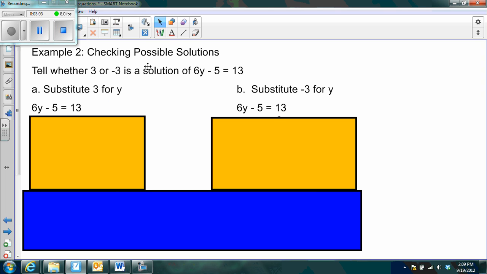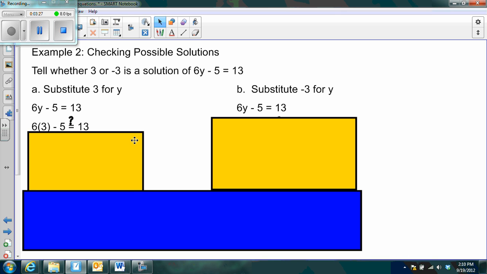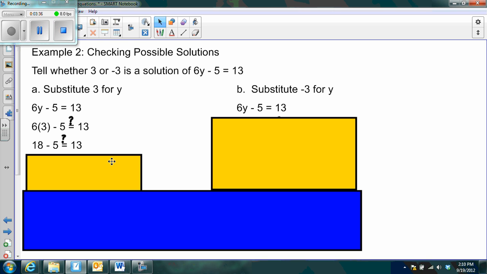The second type of example is how do we check possible solutions? So in this case, they want you to say whether 3 or negative 3 is a solution of 6y minus 5 equals 13. So basically, we need to substitute 3 for y and negative 3 for y and figure out if the left side of the equation will also equal 13. So in this case, 6 times 3 minus 5, is it equal to 13? That's why there's a question mark. We're not sure. That's what we're figuring out. So then we can do 6 times 3 is 18 minus 5. 18 minus 5 is 13. So yes, we've checked this, and 3 is a solution.